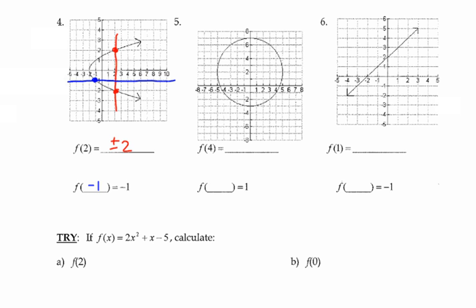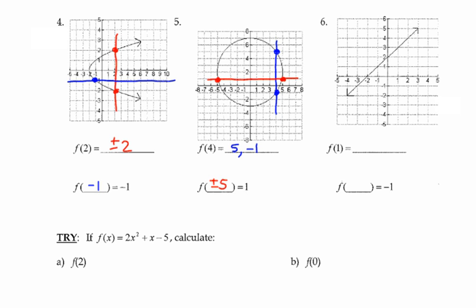Okay, next guy. F of 4. So what do we know? X or y? X. So when x is 4, what are the y values that the graph touches there? 5 and negative 1, or negative 1 comma 5. Same idea. When our y value or output is positive 1, what are the x values associated with it? Negative 5 and positive 5. Plus or minus 5. Okay.